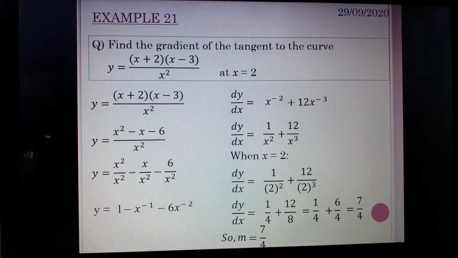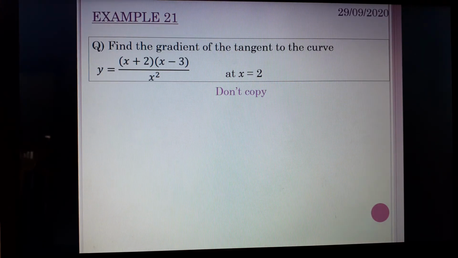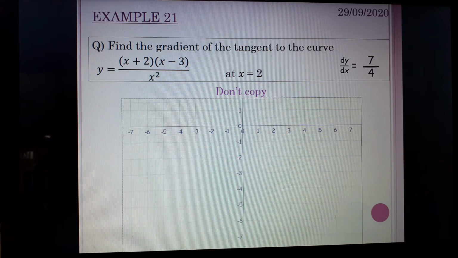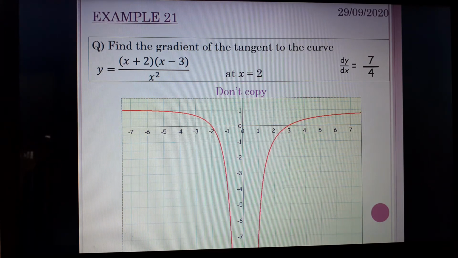That's the question completely finished, but let me just show you what I mean by this. We've worked out that the gradient is 7 over 4. Here is the graph of this function that we've been given. Okay, and what we're saying then is, what is the gradient at that specific point at x equals 2? Now that gradient will be different depending on which x value we're looking at. So we're looking at x equals 2.